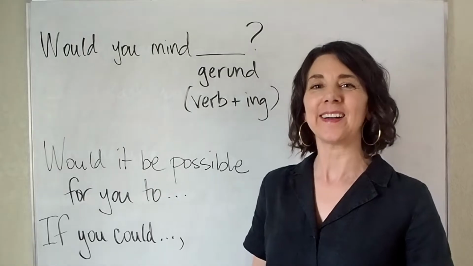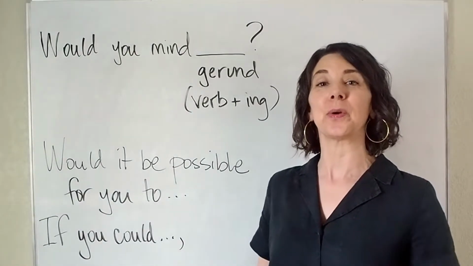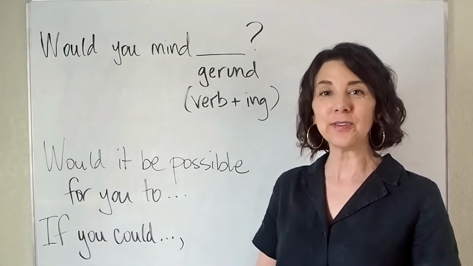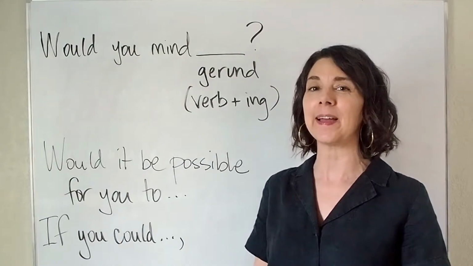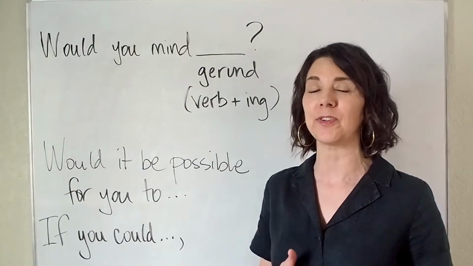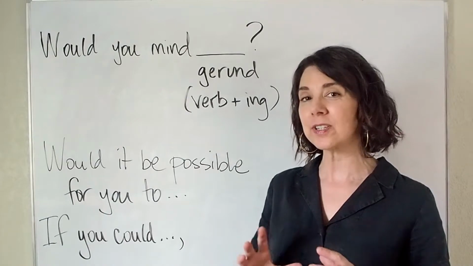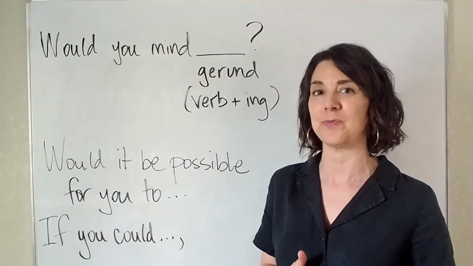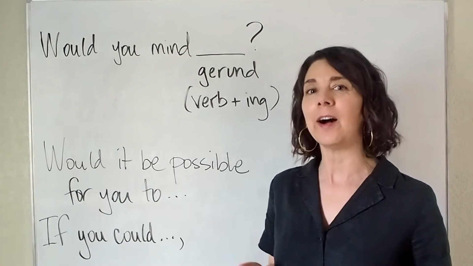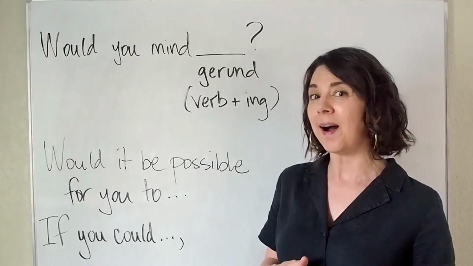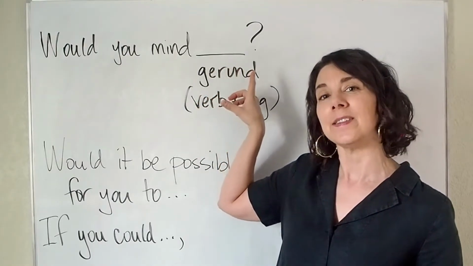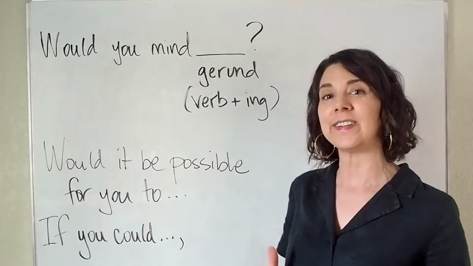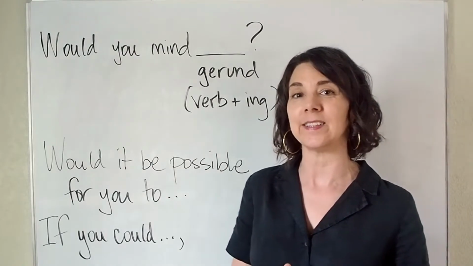The next way to ask for help in English is to use "would you mind?" And if you don't know how to use this structure, I recommend learning it because it is super useful and common. And I have a video just about "do you mind?" or "would you mind?" So to ask for help, you can say "would you mind?" and then use a gerund. Remember that a gerund is the verb plus ing.